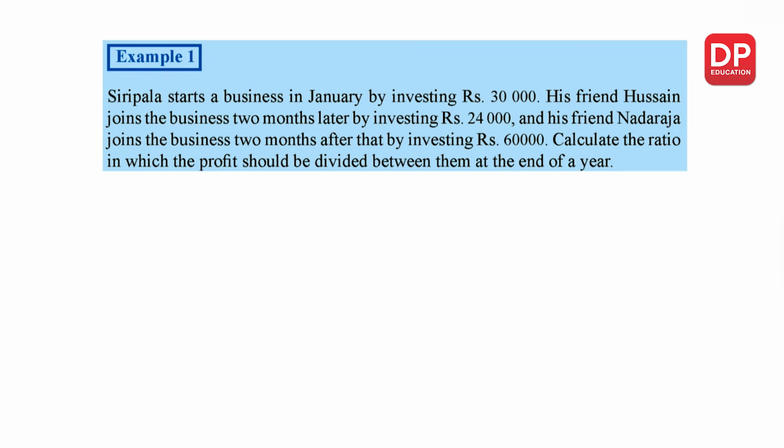Example number 1. Siripala started a business in January by investing 30,000 rupees. His friend Hussein joins the business 2 months after by investing 24,000 rupees, and his friend Nadaraja joins the business 2 months after that by investing 60,000 rupees. Calculate the ratio in which the profit should be divided between them at the end of a year.